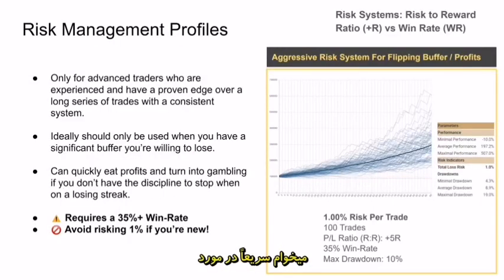So quickly, I want to talk about the aggressive risk system for flipping buffer and profits again. Again, I need to warn you guys. If you're not an advanced trader, please just ignore this entire slide. But for those of you who are advanced and experienced and have proven an edge over a long series of trades with a consistent system, within your system anyways, because all of our systems kind of vary within Phantom between the members. I know certain people take certain different setups, right?